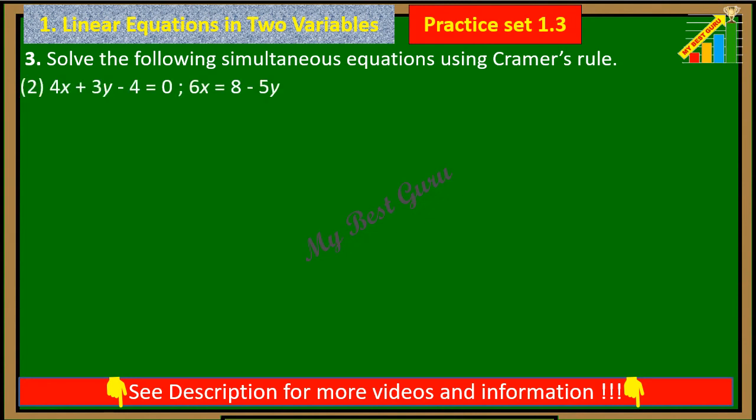Question number second: 4x plus 3y minus 4 is equal to 0 and 6x is equal to 8 minus 5y. Now make the given equations in standard form as ax plus by is equal to c. Here this minus 4 is on the LHS, so take it to the RHS side, it is 4. So the equation is 4x plus 3y is equal to 4.